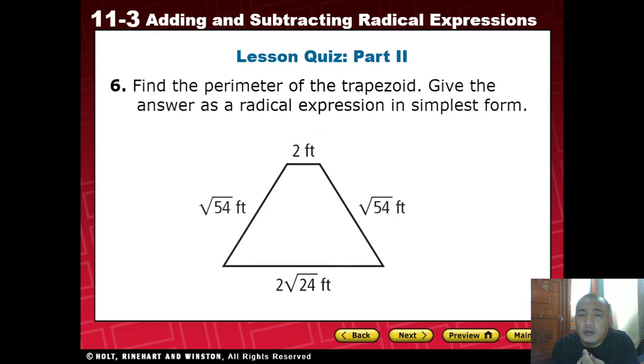Number 6, find the perimeter of a trapezoid. Give the answer as a radical expression in simplest form. So to find the perimeter, we just add the 4 sides. 2 feet plus square root of 54 feet plus square root of 54 feet plus 2 square root of 24 feet. And then the final answer is 10 square root of 6 plus 2 feet. Okay, show me the solution.